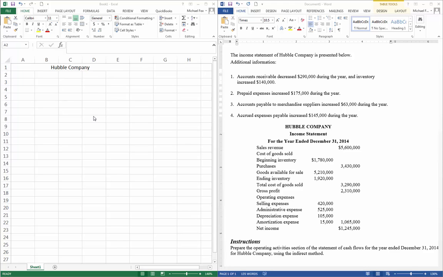Hey everybody, this is problem 12-3. This is the B version. The A version is on your homework. I'm just going to jump right in.